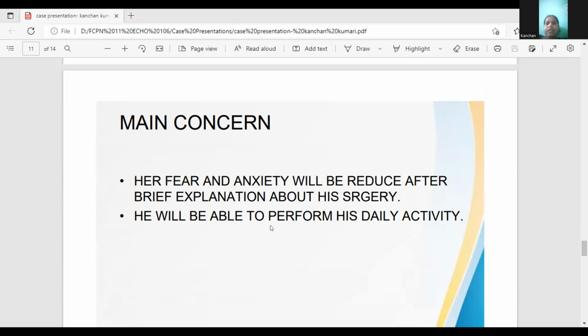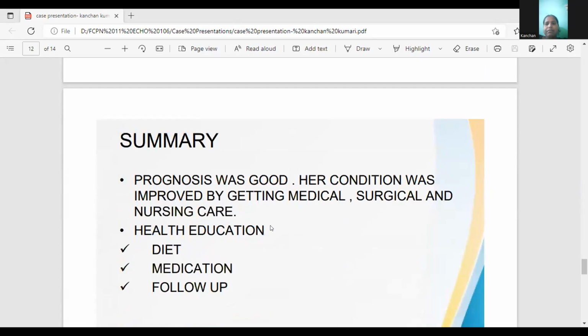Main concern: her fear and anxiety will be reduced after a brief explanation about her surgery. She will be able to perform her daily activities. Summary: the prognosis was good. Her condition improved with medicine, surgical and nursing care, health education, diet, medication, and follow-up.